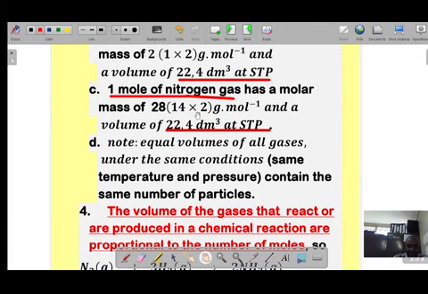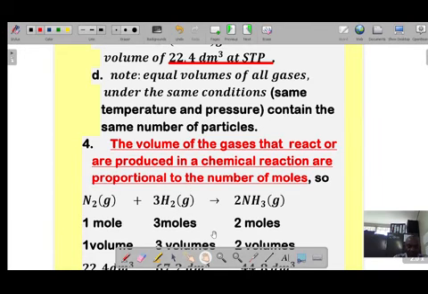Now something to note here. Equal volumes of all gases under the same conditions, that is to say, same temperature and pressure, contain the same number of what? Of particles. Let me say it again. Equal volumes of all gases under the same conditions contain the same number of particles. Okay. Now, the volumes of the gases that react or are produced in a chemical reaction are proportional to the number of moles.